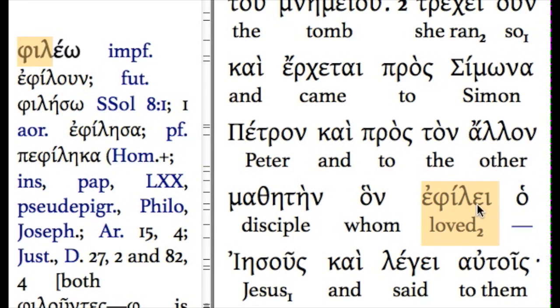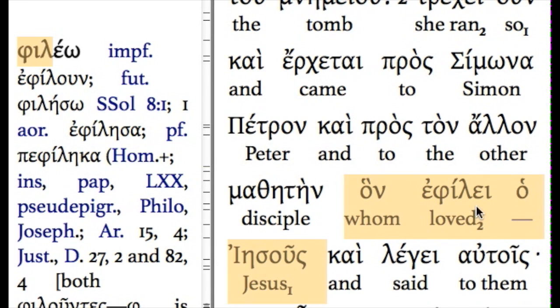Now, what happened here is we had a vowel contraction, but that's the third person singular secondary ending. And what's interesting about this is that, okay, so she comes to Peter and the other disciple whom Jesus loved. Really, this is an imperfect. It should be translated was loving, which is horrible English. But John is communicating not just that Jesus loved him as a single event, but that it was an ongoing state of affairs, whom Jesus was loving.